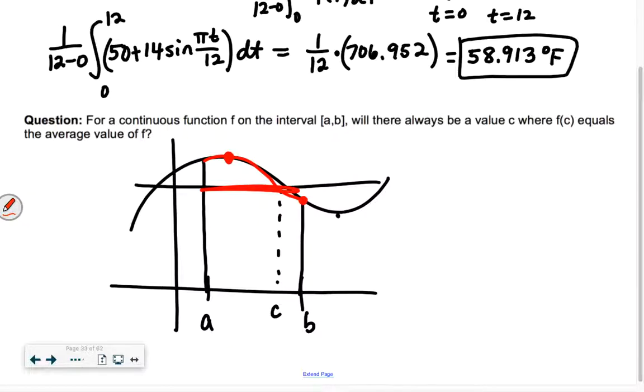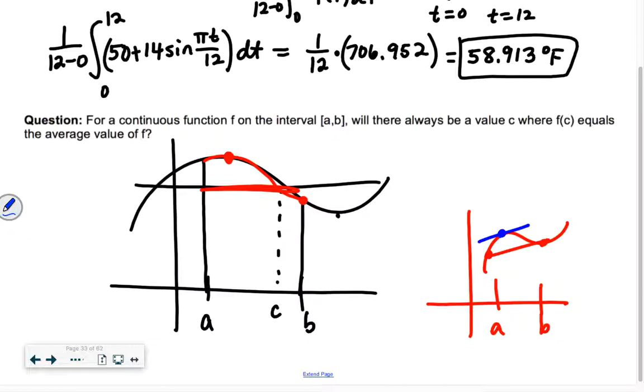Do you guys remember the mean value theorem for derivatives? If you had a and b and some kind of function connecting them, you have a slope, and you have to have that same slope somewhere between them. That was the example I gave you where you're driving 120 miles and it takes 2 hours. Do you have to go through 60 miles per hour at least once? Yeah, you do, because you can go faster than that and slower than that.